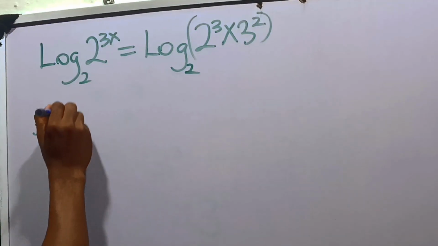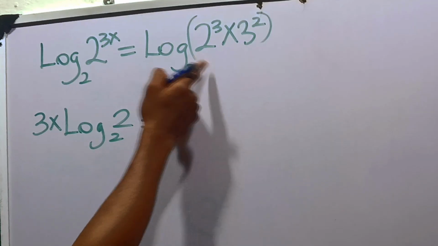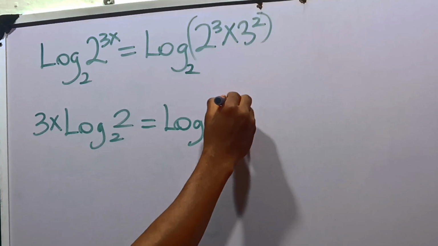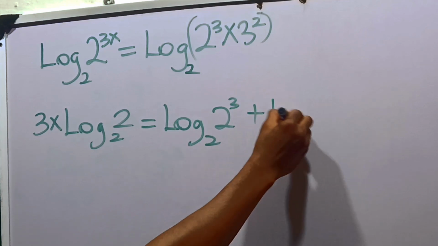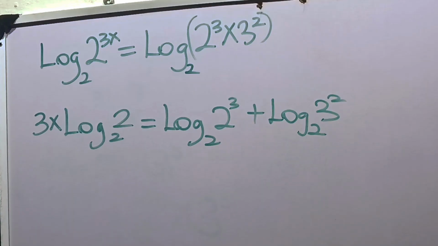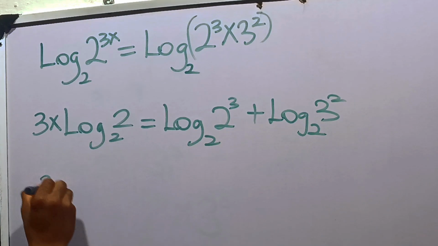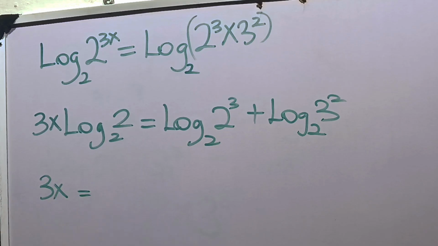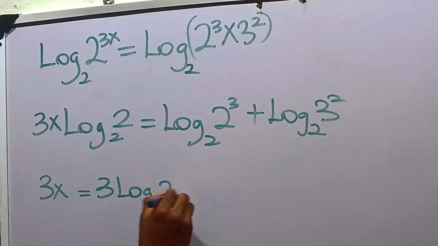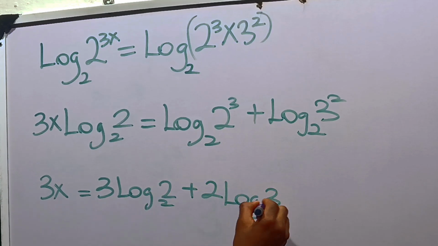So we have 3x multiplied by logarithm of 2 to base 2 is equal to, on this other side, logarithm in base 2 of 2 to the power of 3 plus logarithm in base 2 of 3 squared. Again, moving on from here, you can say logarithm of a number to its own base is 1, and 1 times 3 is 3. So 3x is equal to, again, 3 multiplied by logarithm of 2 to base 2 plus 2 multiplied by logarithm of 3 to base 2.